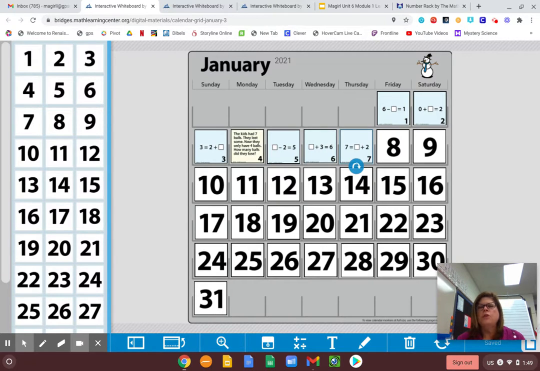Another strategy you could use is subtraction: take the 2 away from 7, and then you would know how many you'd have to add. So take a few minutes, see if you can use one of those strategies. And your answer should be 5.